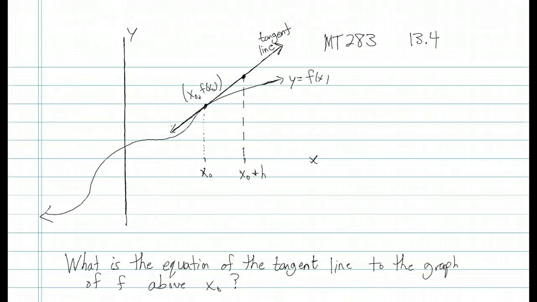So our question is this: given a graph in the xy plane, here's your graph of your function, above a fixed point x sub 0, you're at your point on your graph, (x sub 0, f of x sub 0). What is the formula? What is the equation of the tangent line at that point?